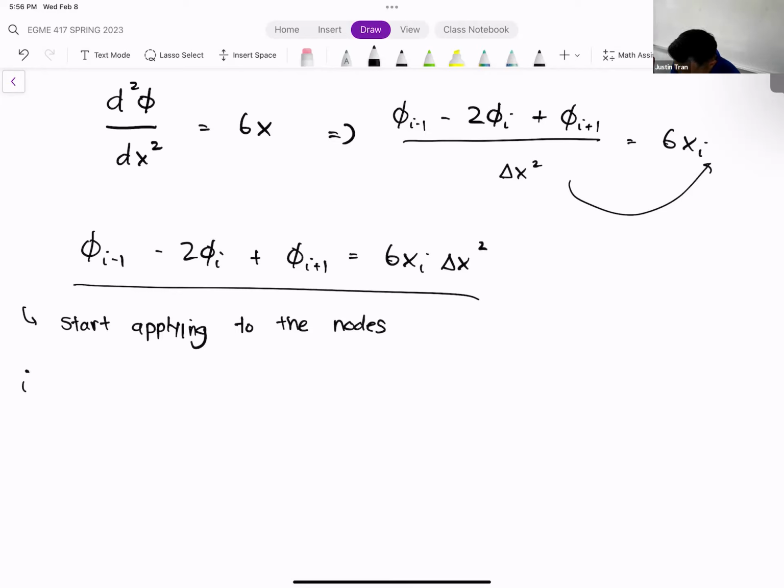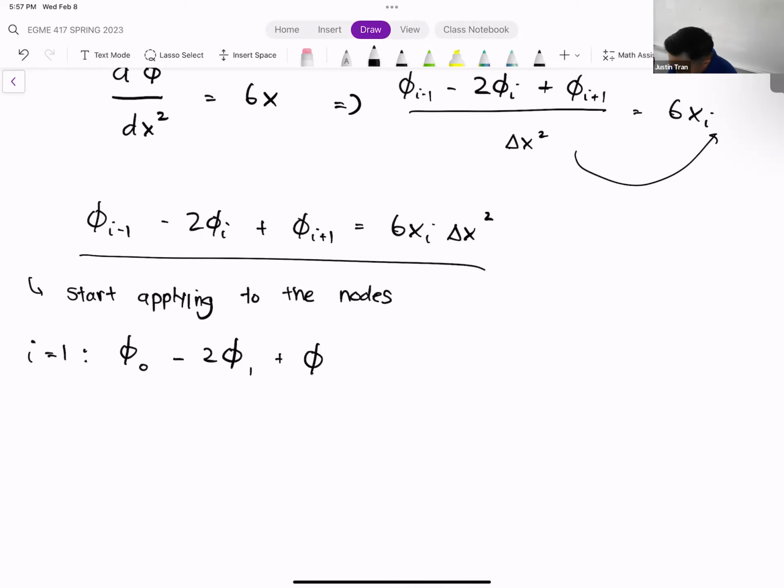And so we have phi i minus 1, so 1 minus 1 is 0, minus 2 phi 1 plus phi i plus 1, which is phi 2 in this case. And this is going to be equal to 6 times the x coordinate xi. Xi in this case is the x coordinate of the first node, and so this is going to be 0. So that's the reason why there's 0 there.